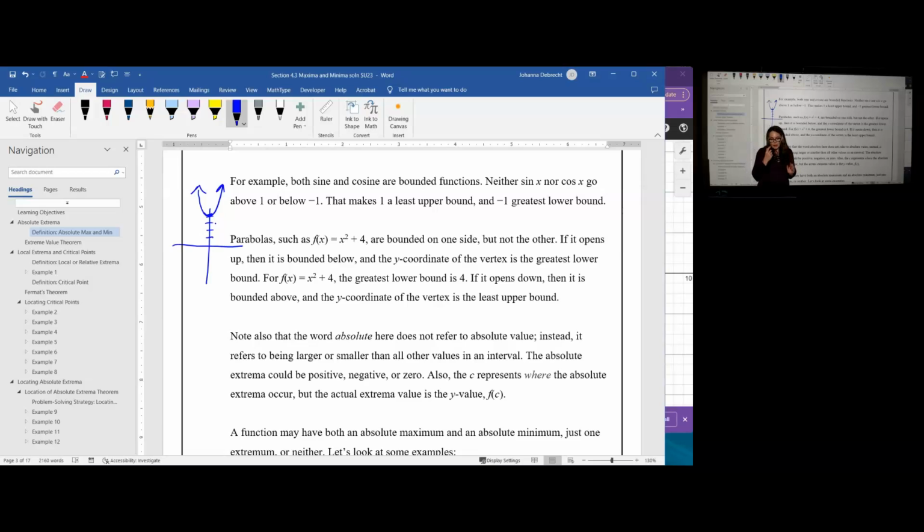Now, what about another type of parabola? What if it opens down? If it opens down, then it's bounded above, again by the y coordinate of the vertex, but it's not bounded below.